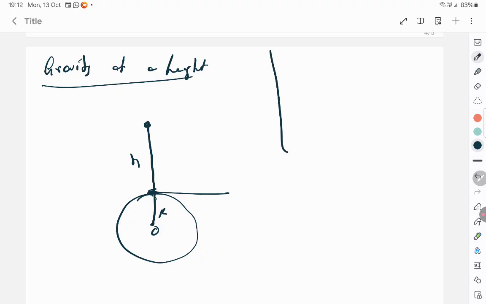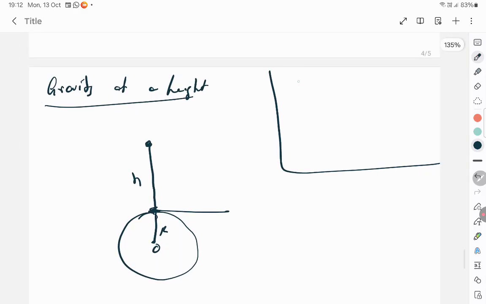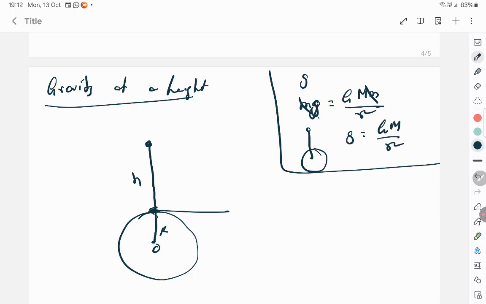I'll just teach you one general thing, very, very important thing. You know, to find the gravity, how to find small g. The m into g, the force of the earth, the earth's gravity is going to pull it. The force from the universal law of gravitation is also capital G into capital M into small m by r square. M and m get cancelled. So small g is always GM by r square. You understand?